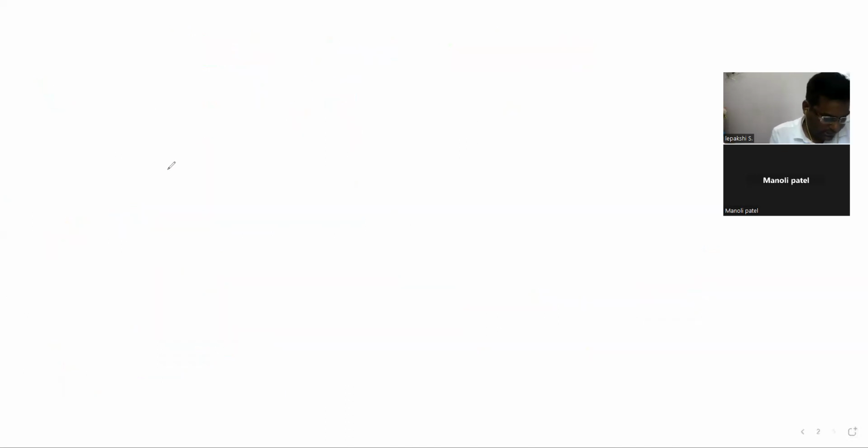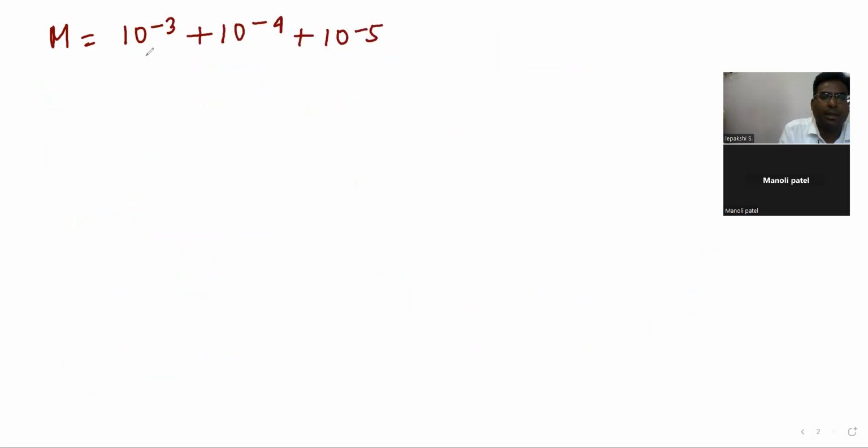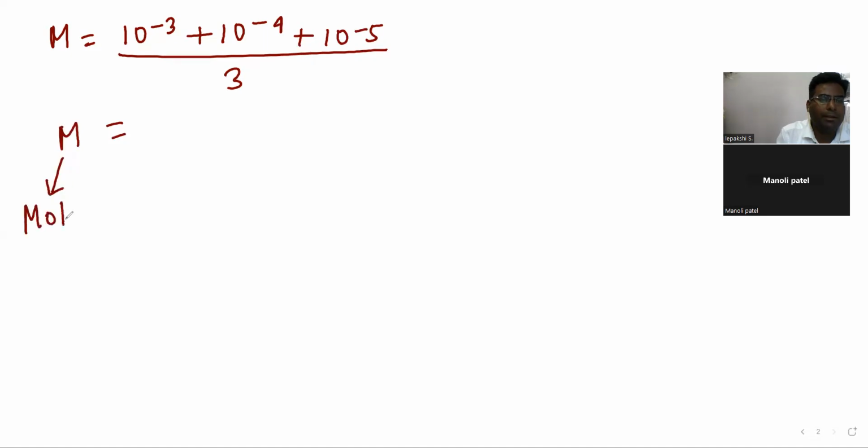So when all the given solutions are mixed in equal volume, the concentration will be M equal to: the first concentration is 10 raised to minus 3, the next one is 10 raised to minus 4, and the third one is 10 raised to minus 5, divided by 3. Now see the explanation. How will you find M? M means molarity, we are finding the molarity here.